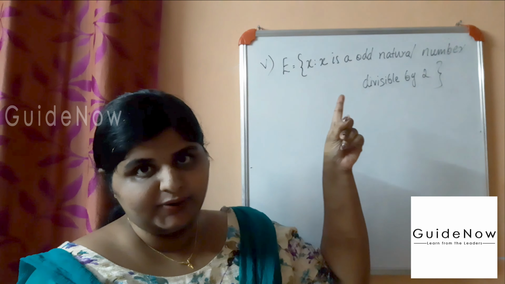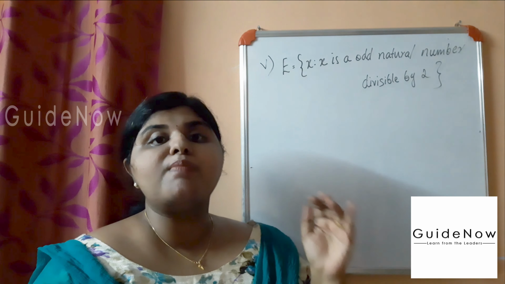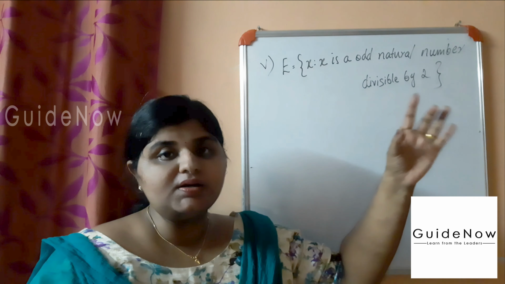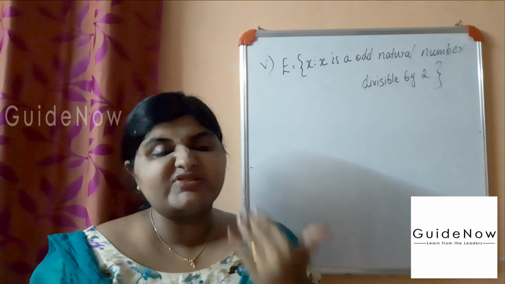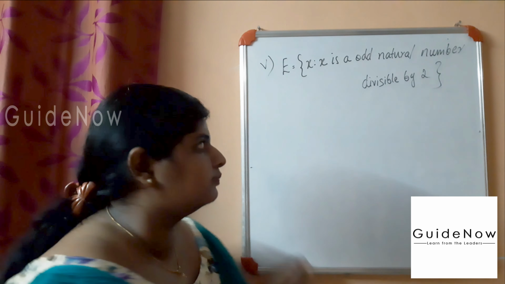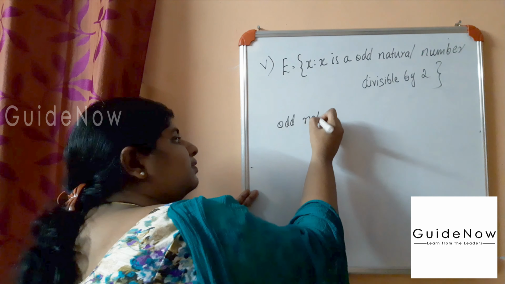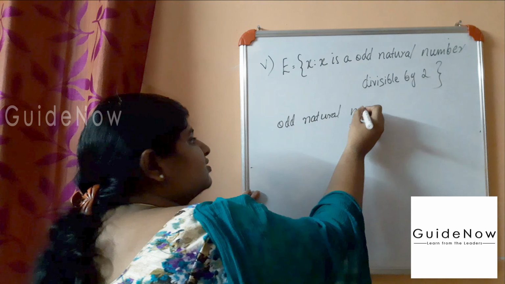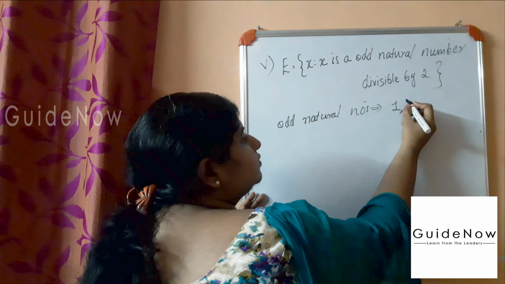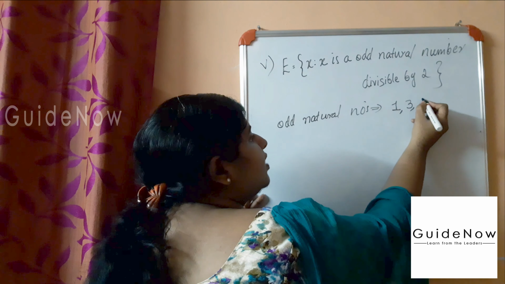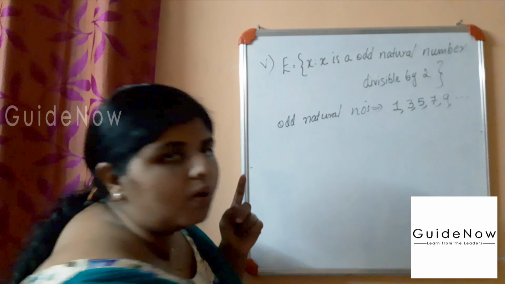Fifth question: set E is equal to x such that x is an odd natural number divisible by 2. Here the condition is divisible by 2. What are odd natural numbers? 1, 3, 5, 7, 9, etc. These are odd natural numbers.